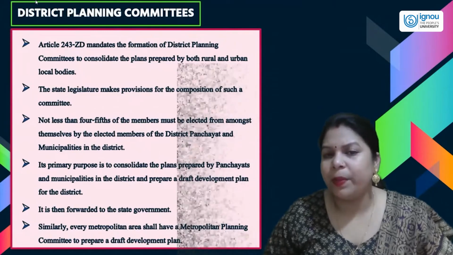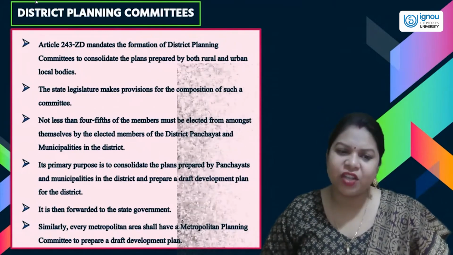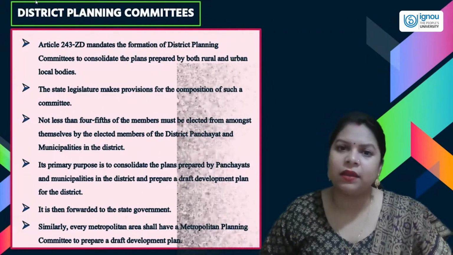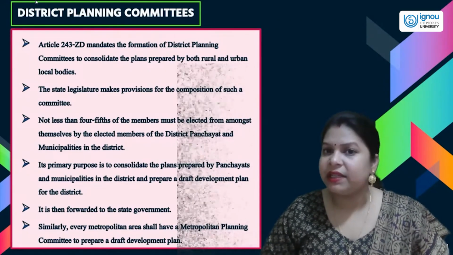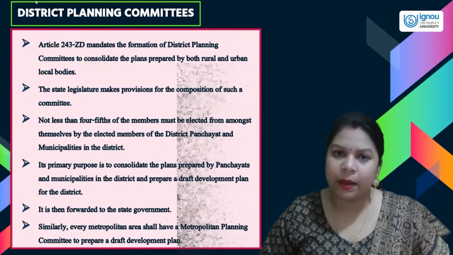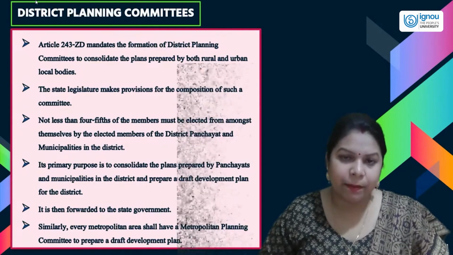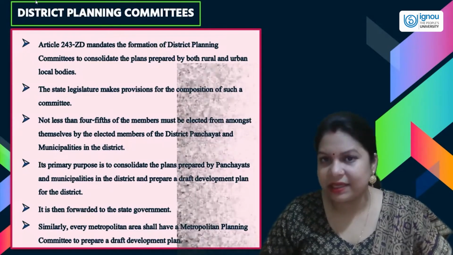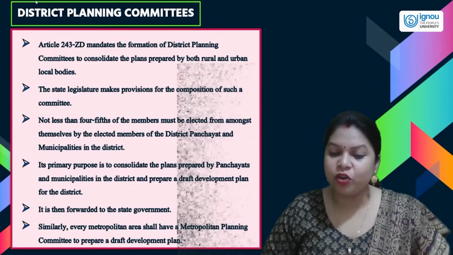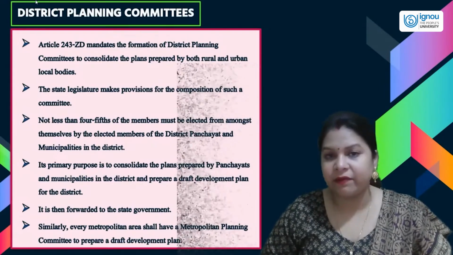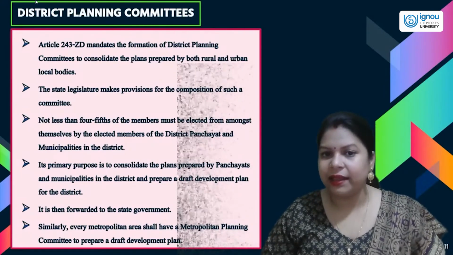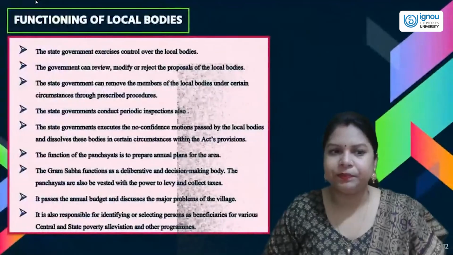So there is a chain of how things are done. There is a pyramid, or you can say a chain, through which the work is done. Firstly, the people come to the panchayat and share their concerns and needs, and then the panchayats prepare a plan and send it to the district planning committees. They prepare a draft development plan, and then it moves forward to the state government. Similarly, every metropolitan area shall have a metropolitan planning committee to prepare a draft development plan. So, the work is done in a chain system.